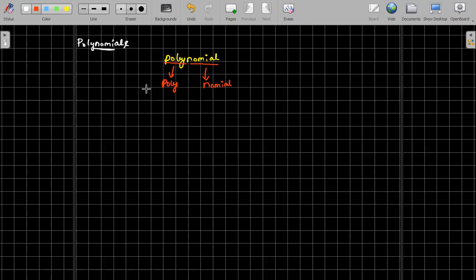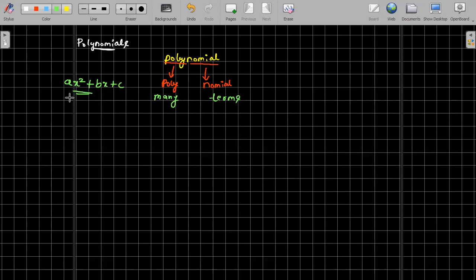When you see poly, we know it means many. Poly is nothing but many. Nomial is nothing but term or terms. For example, the general equation we have in mathematics for a polynomial in algebra is basically like this: a x square plus b x plus c. Like that, you can find the equations.